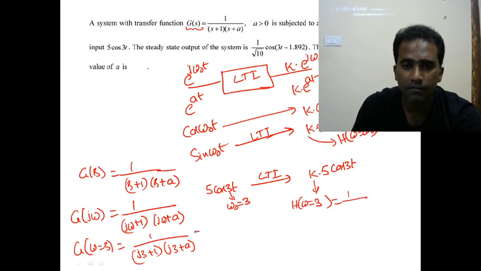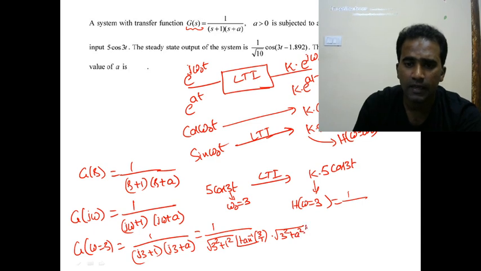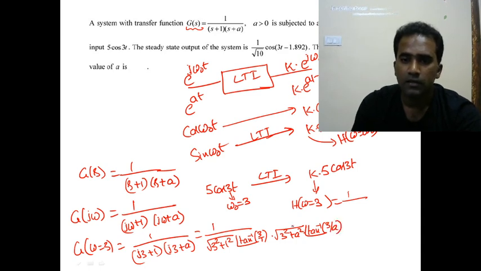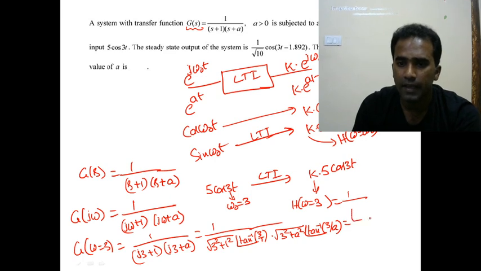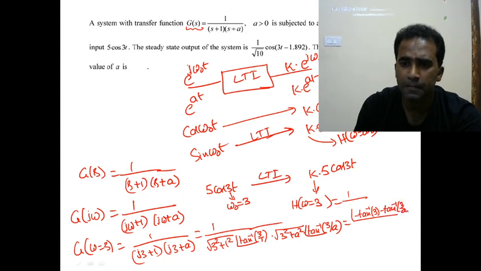okay, let me do it here itself. It is 1 by, we can write this as root of (1 plus 3 squared) at an angle of tan inverse of 3 by 1, into root of (3 squared plus a squared) at an angle of tan inverse of 3 by a. So this is equal to an angle of minus tan inverse of 3 minus tan inverse of 3 by a, into magnitude 1 by root 10, into the magnitude 1 by root of (3 squared plus a squared). So this is the k value.